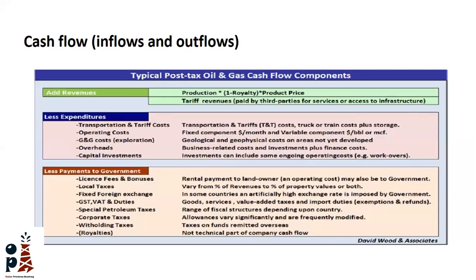You should subtract any expenditure you pay to get a profit, the net profit for the company. So we have expenditure like transportation, operating costs, G&G costs, overheads, capital expenditure, minus any payment to the government like license fees, bonus, local taxes, fixed exchange due to exchange rate, VAT, value-added taxes, special petroleum taxes like the UK, corporate taxes, withholding taxes, and royalty. All this expenditure you should subtract from the revenue to get a net profit for the company. This is the cash flow.